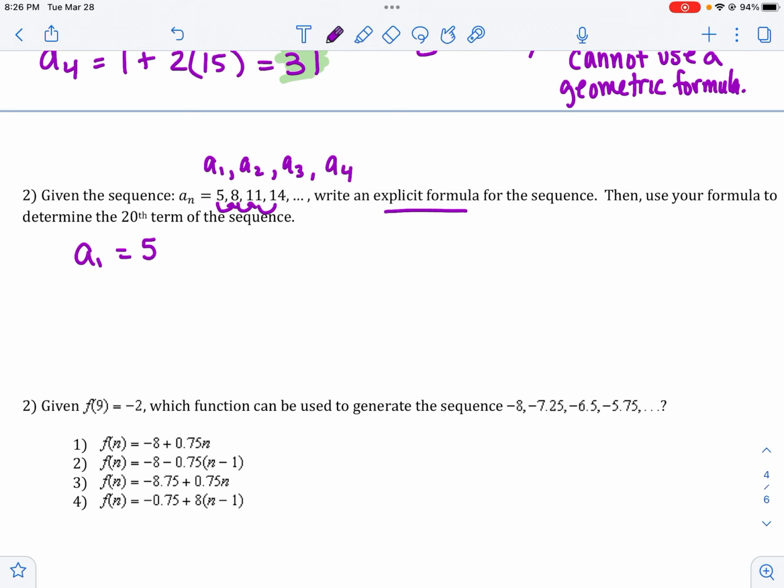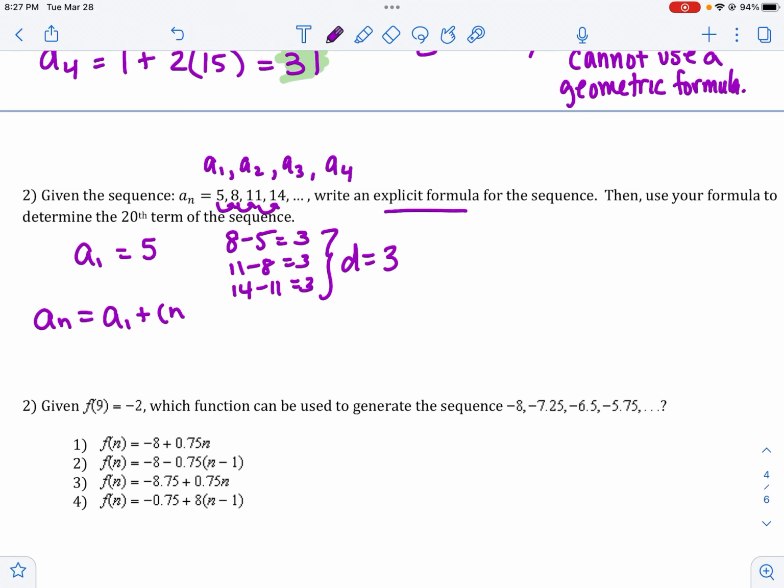Will that work from 8 to 11? Add 3. Add 3, yes. So that means because 8 minus 5 is the same thing as 11 minus 8 and 14 minus 11, this gives us a common difference of 3. So if I'm going to use a sub n equals a sub 1 plus n minus 1 times d, here's our a sub 1, here's our d, and we're going to plug it in. A sub n equals 5 plus n minus 1 times 3. So you had to first figure out that it was arithmetic to know to use that one.